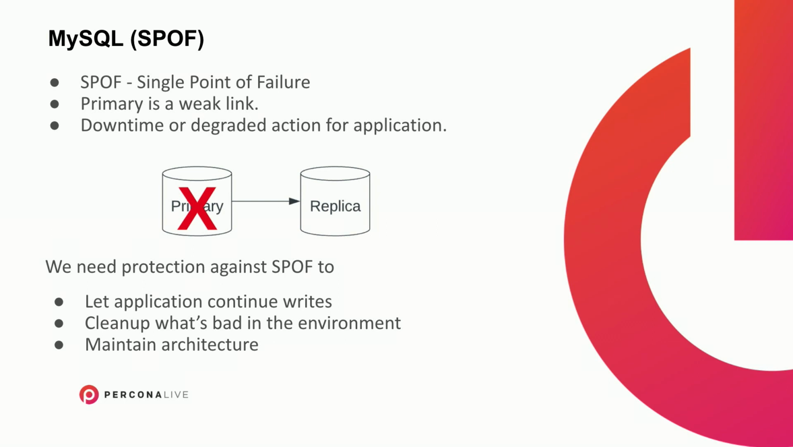MySQL was a single point of failure before, so we are trying to eliminate the single point of failure. So we added a replica, and then our application was able to continue writes on it. What we can do here to make our environment better is fix the master and add it again as a replica of our new master, and we will maintain the architecture so that whenever the same type of problem comes, we at least have a replica ready for serving the application.